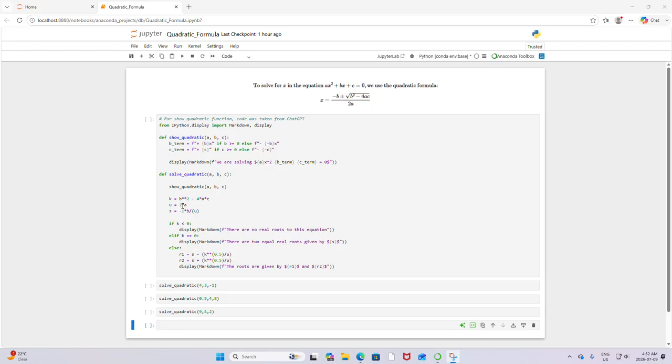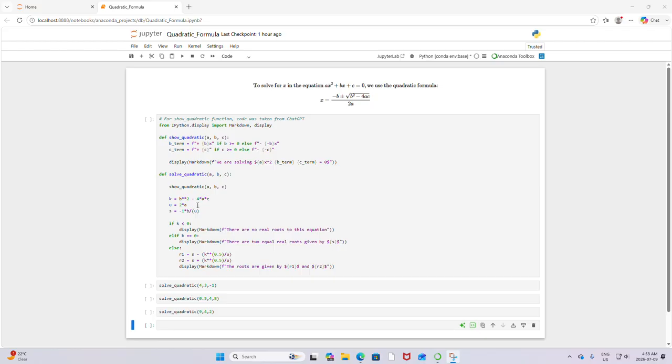So I've assigned k to be b squared minus 4ac. So if you look up here in the quadratic formula, the b squared minus 4ac is what we see under the square root sign. So that's going to be important, because if that's negative, we'll have the square root of a negative number. So in that case, we will have no real roots to the equation.